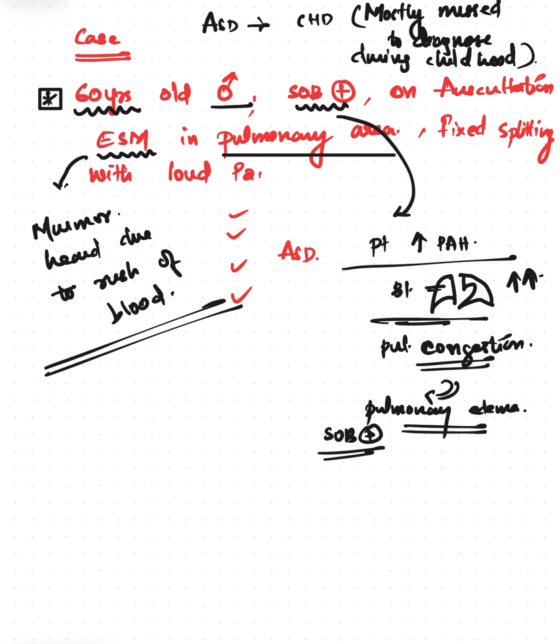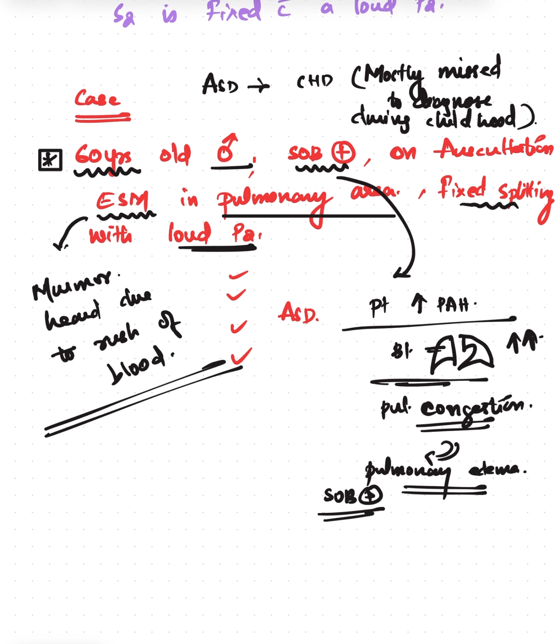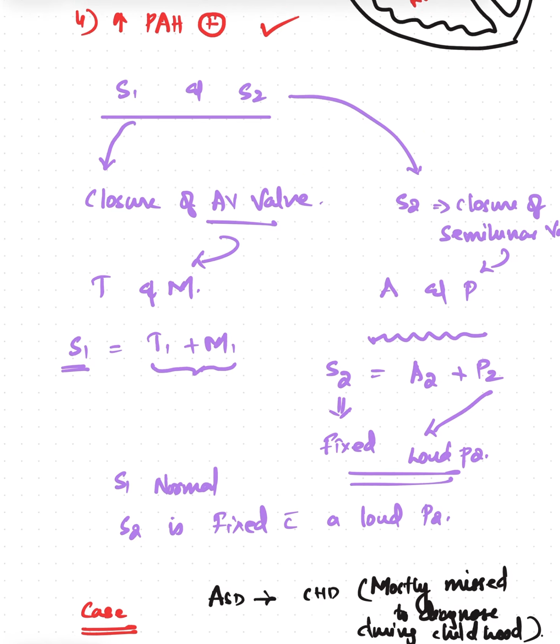And the next thing that I discussed was fixed splitting and loud P2. This is clearly explained regarding the sound. And here ends our first topic of ASD. This would help you in diagnosing the clinical scenario and clinical cases with the signs and symptoms. These are the main points that you need to remember about ASD.